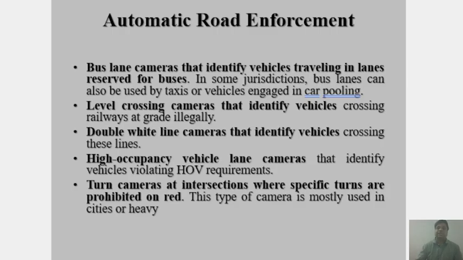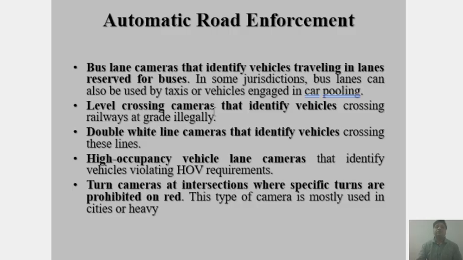Next, let us see the bus lane camera, which identifies vehicles traveling in the lane reserved for buses. In developed countries there are specific lanes for different types of vehicles. For cars we have different lanes, and for buses we have different lanes. Some lanes are reserved for buses. The bus lanes can also be used by taxis or vehicles engaged in carpooling, which are basically public-related vehicles, for public transportation. So some different lanes have been created.